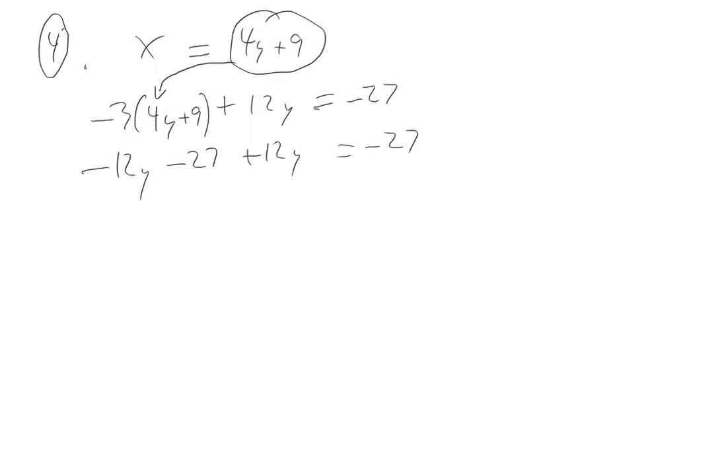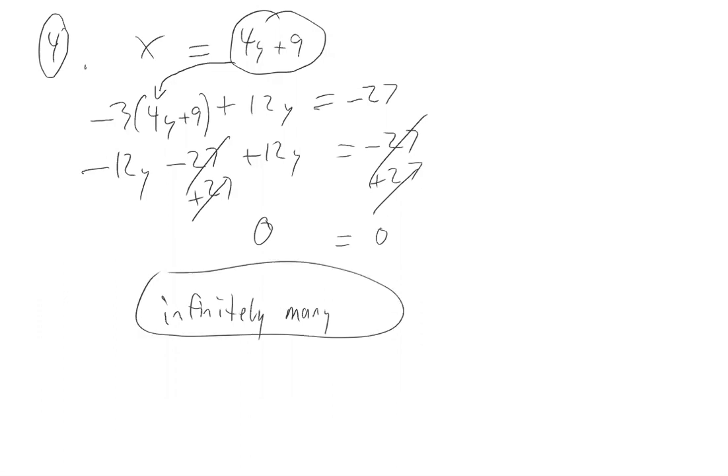So then I'll add 27 to both sides to try to get the y by itself. And then I'll get 0 on the right side. And then I'll add together the negative 12y plus the 12y, which is 0. So since negative 12y plus 12y is 0, we ended up with 0 equals 0. And 0 equals 0 is always true, an infinite number of times. So that means there are infinitely many solutions. So that's your answer to that problem.